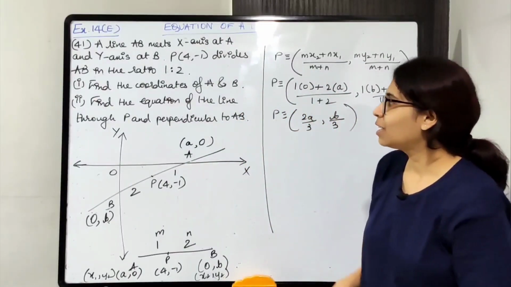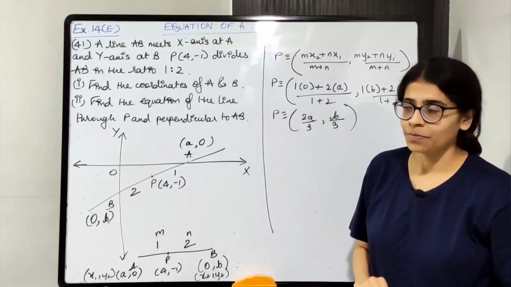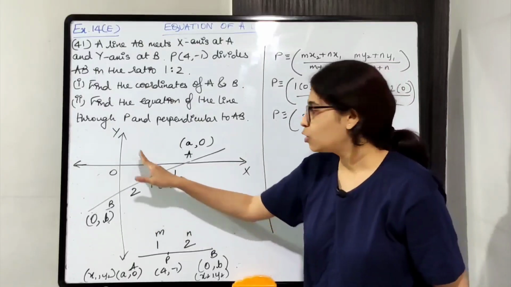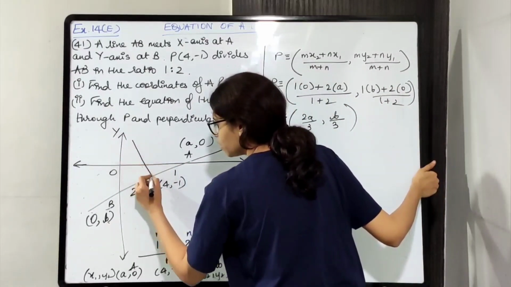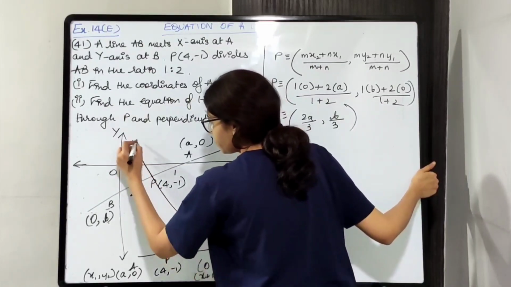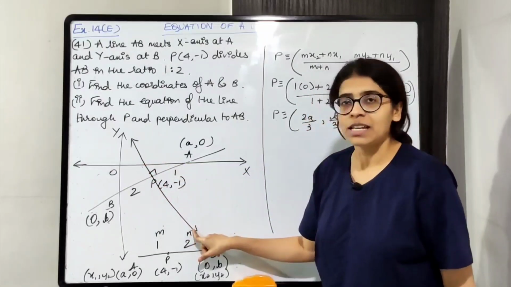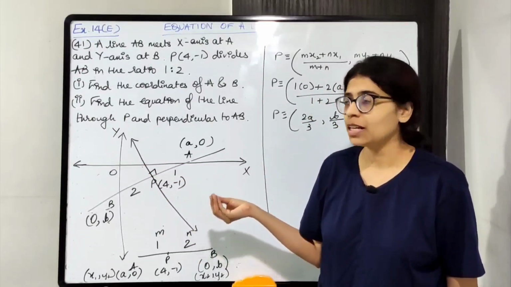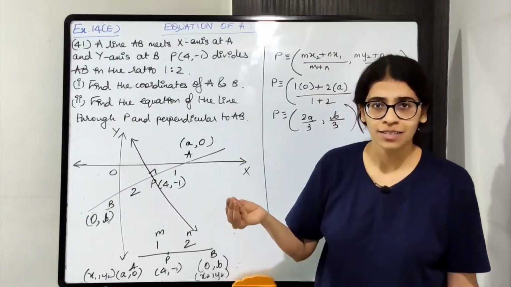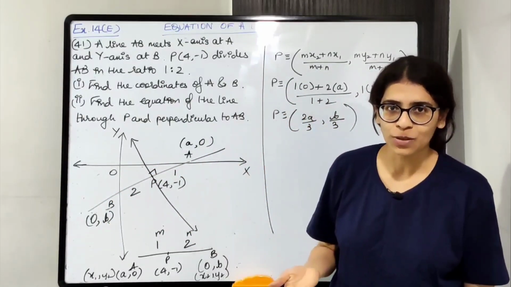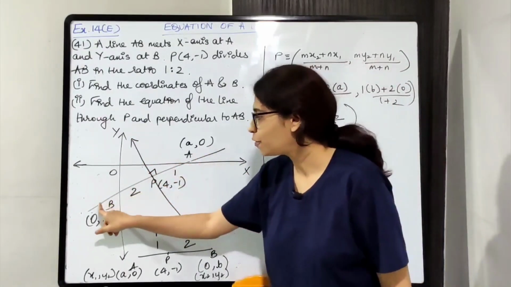All right, so second part, find the equation of the line through P and perpendicular to AB. So there is a line which is passing through P and is perpendicular to AB. इसका equation find out करना है. So to find the equation of this line, I need slope, and we know that perpendicular lines का slopes are related. The product of the slope is equal to minus 1. So to find the slope of this perpendicular line, I need to know the slope of AB.